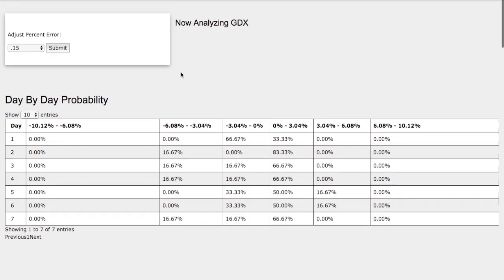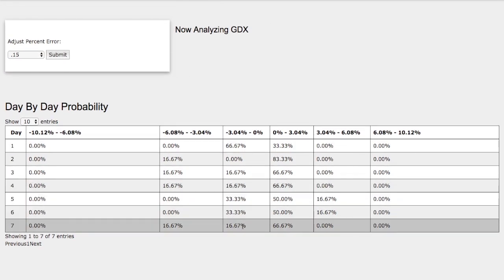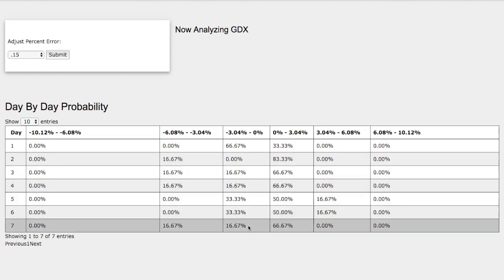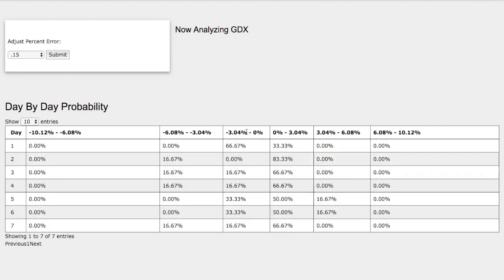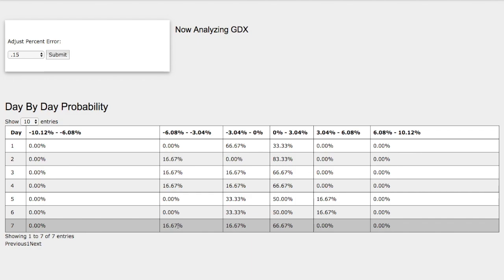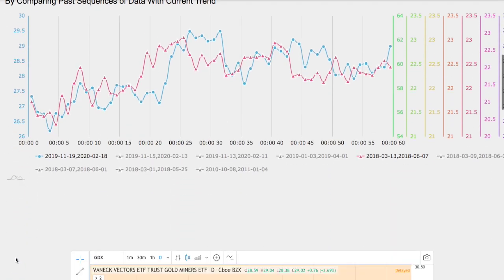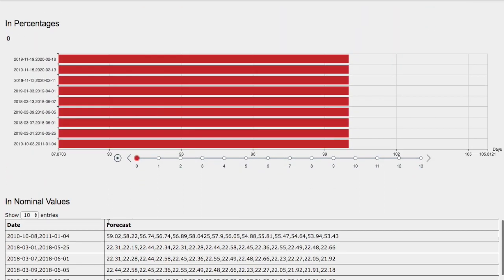So back to the day-by-day probability model. As the day progresses to the 7th day, we see that we're in slight favor to the upside. We have a 67% chance between 0 to 3% to the upside, and to the downside we have a 17% chance between 0 to negative 3%. In the extreme case, we also have a 17% chance for gold miners sliding down between negative 3% to 6%. So let's head to the day-by-day forecast for GDX.